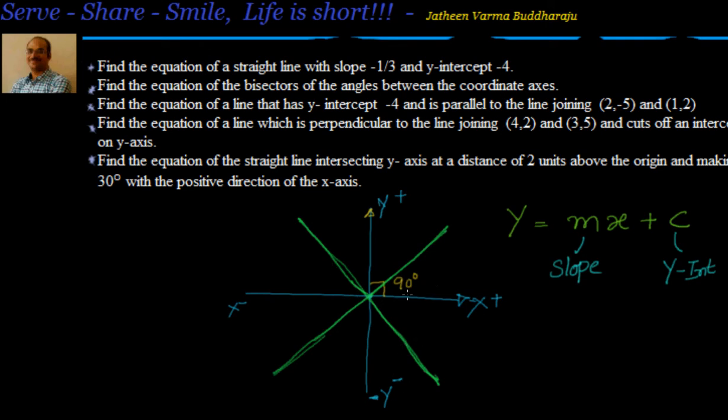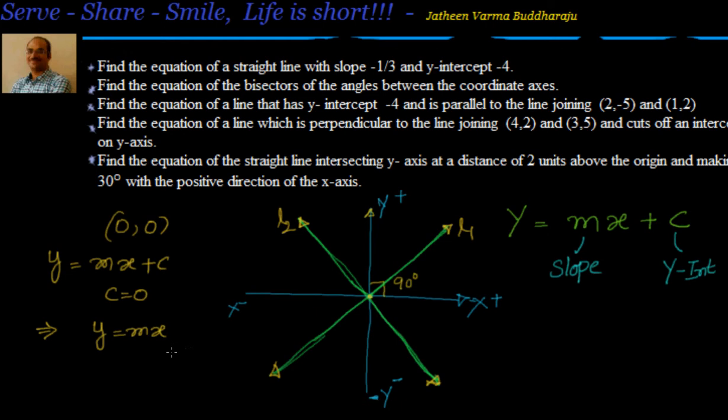Now we want to find out the equation of these lines. Let us say this line we want to find out the equation. So this is L1 and let us say this is L2. Now we know that both of these lines pass through the origin. That means they pass through 0, 0. So in y equal to mx plus c, c equal to 0, because your y-intercept is 0. So this equation becomes y equal to mx. Now only we have to find out the slope, then we are done with the equations.